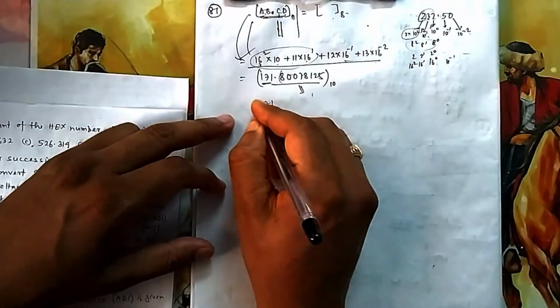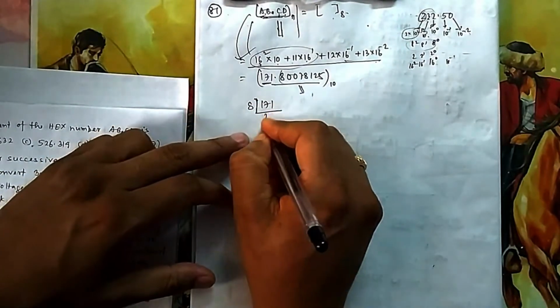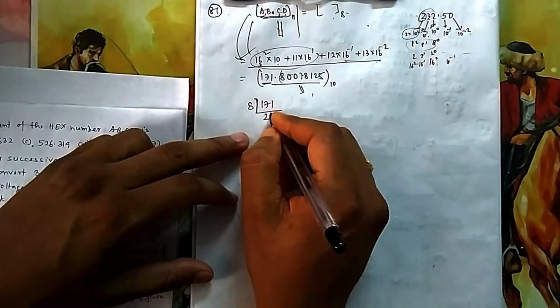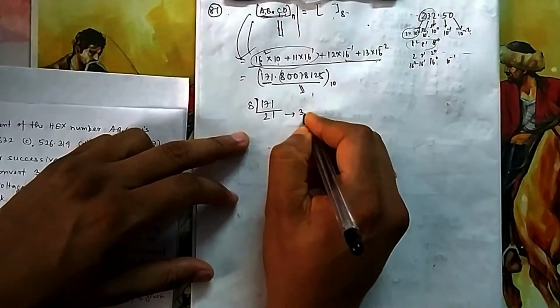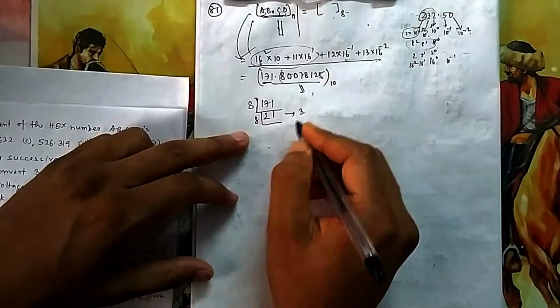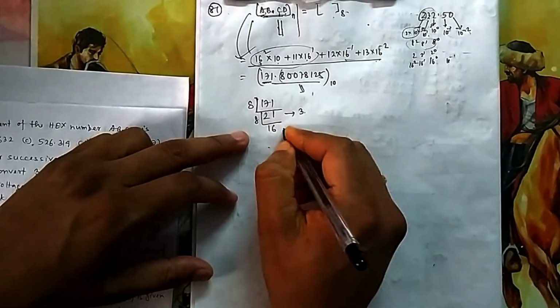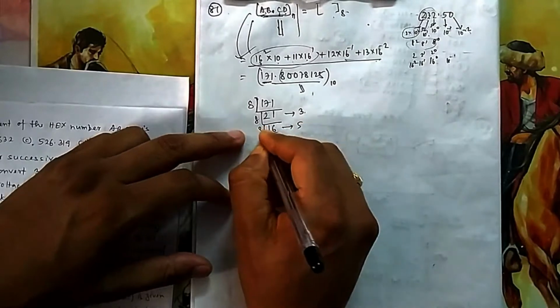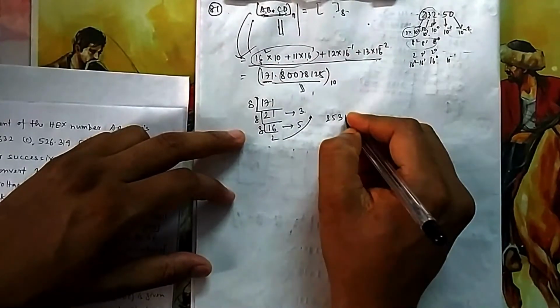So 171 you will divide by 8, using successive division. 8 2s are 16, then 8 1s are 8, so the remainder is 3. Then you divide 21 by 8: 8 2s are 16, then the remainder is 5. If you divide 2 by 8, the remainder is 2, and you write it from here. So the integer portion is 253.